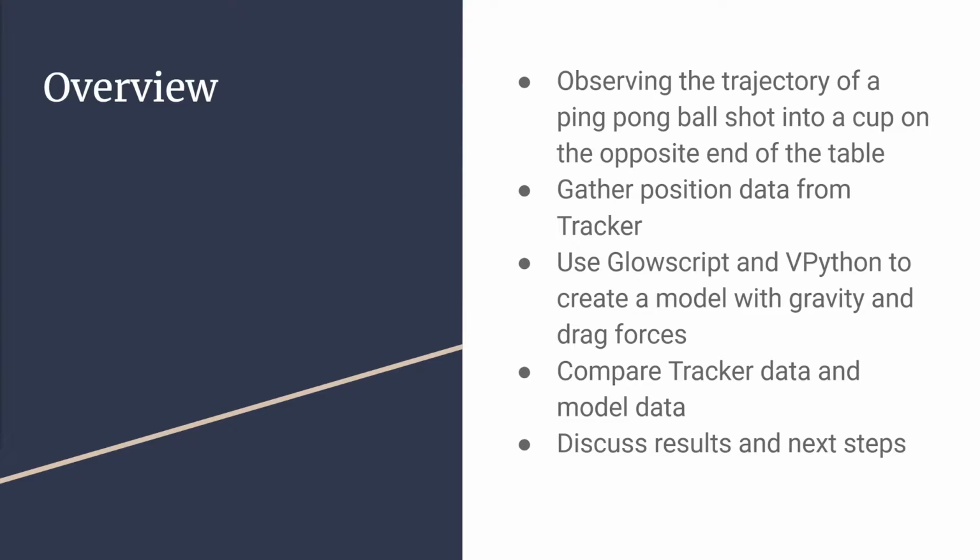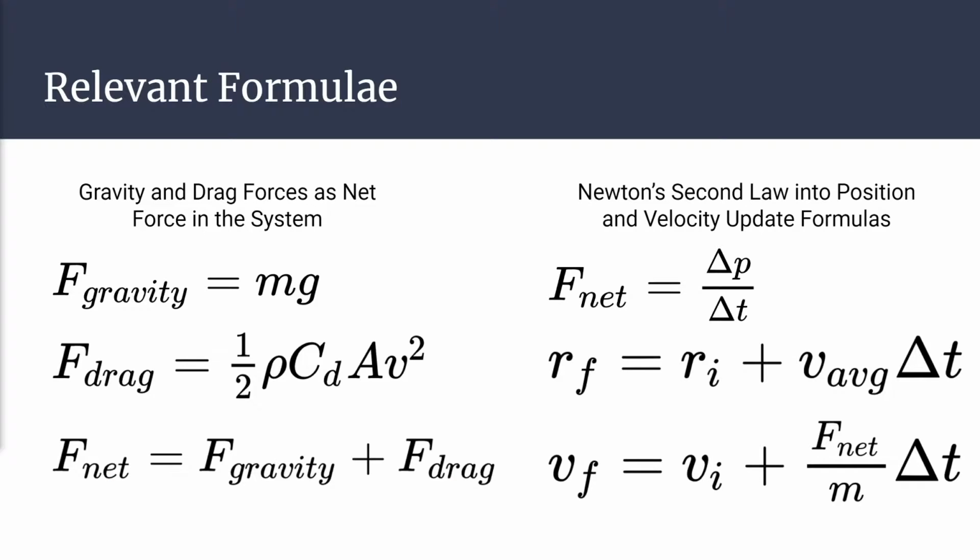Next, I will use GlowScript and VPython to model the motion, and then I will compare the data from Tracker to the modeled motion to evaluate my code, and finally we will discuss the results of the model and next steps. This lab is similar to Lab 2, where we took a look at the falling object from rest. The difference is that this time there are initial velocities in both the x and y directions.